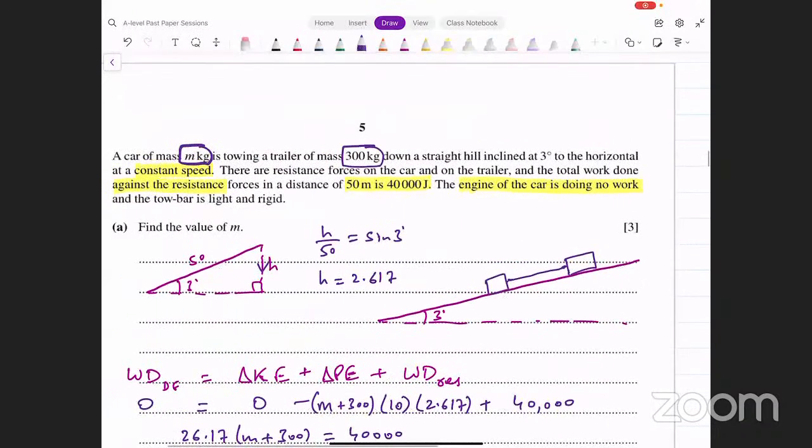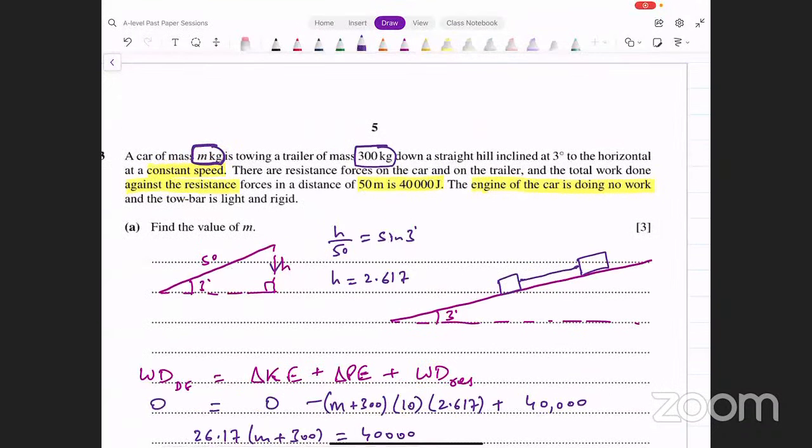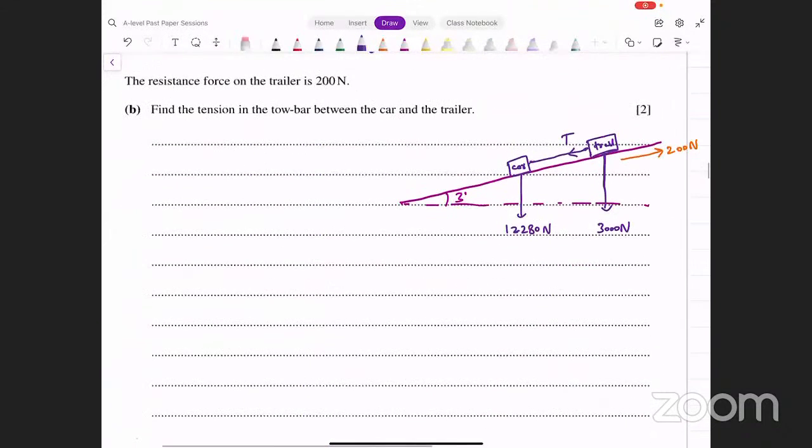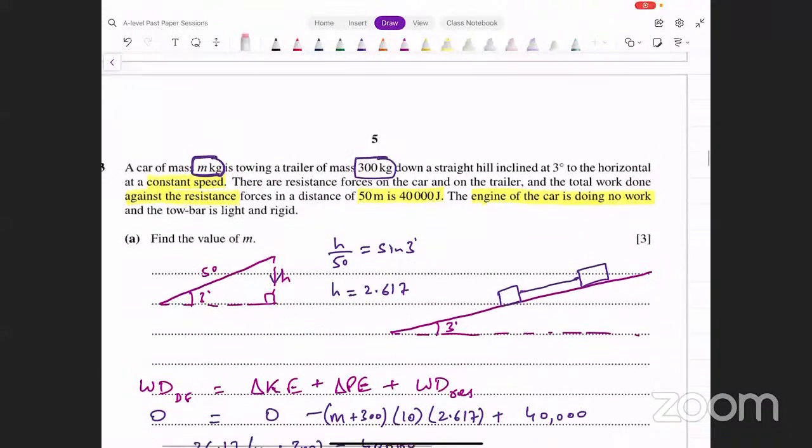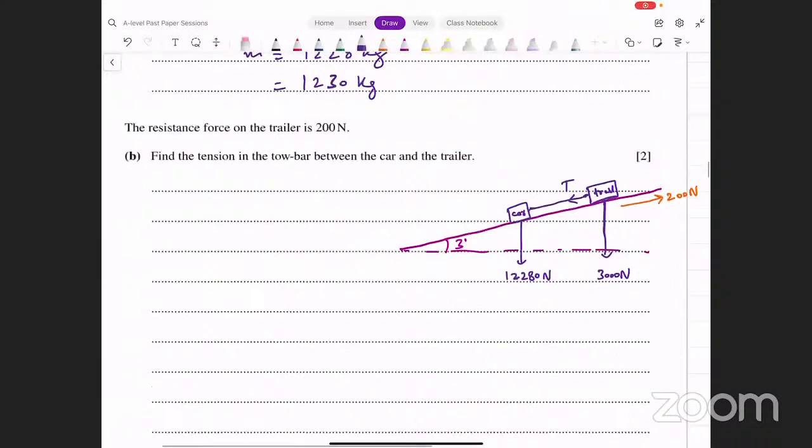Anything else? These are all the forces that are acting on the trailer. Now think about the car. कार के ऊपर कोई forward force लग रही है? कार के ऊपर there's no forward force. मैं आपको बताया हुआ engine of the car is doing no work. Okay, so there's no forward force, but there's tension that's acting backwards on the car as well.